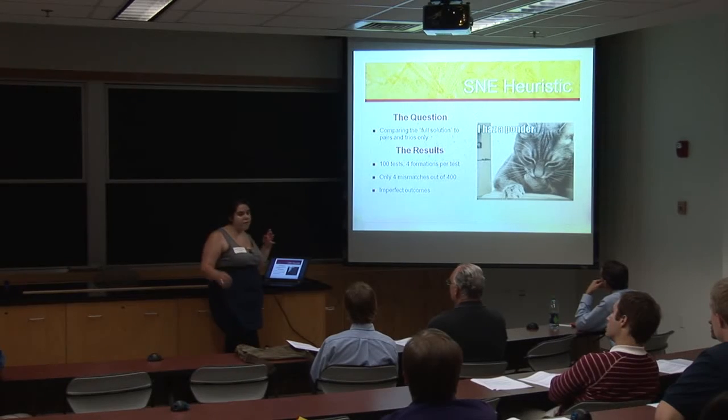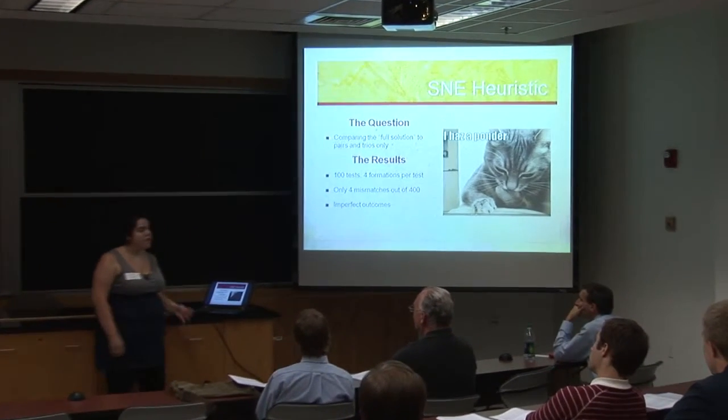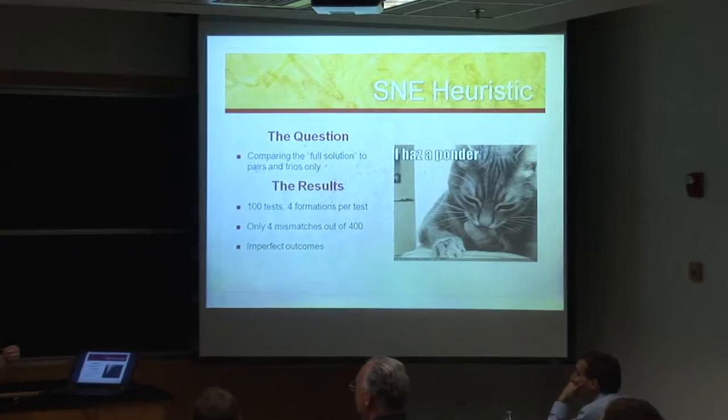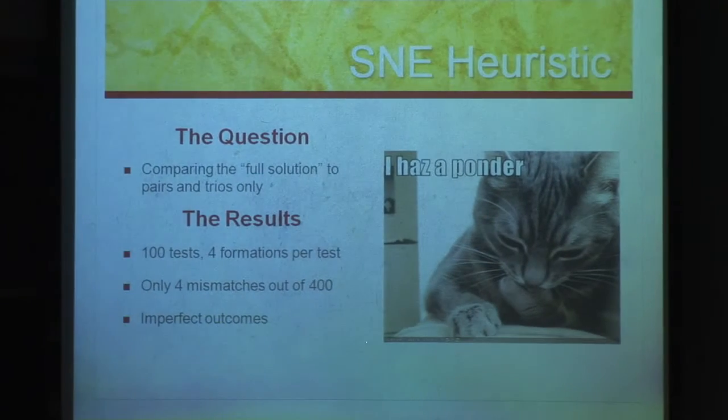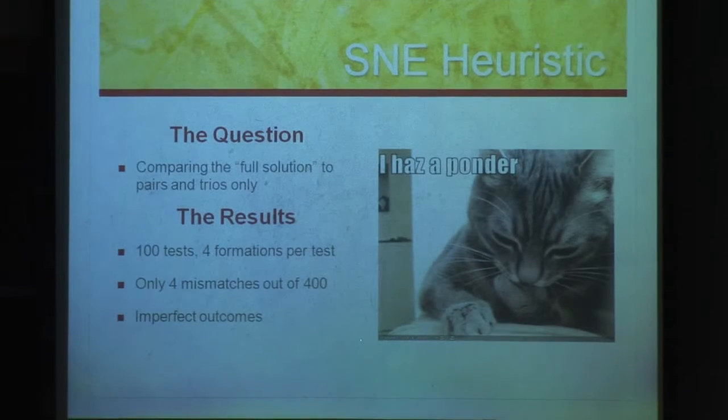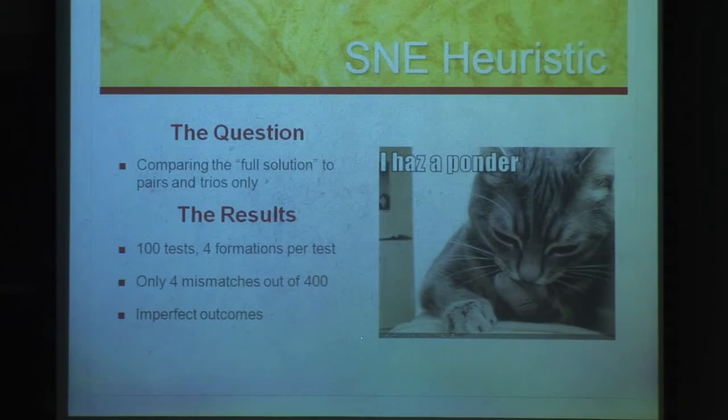And out of all 400 of those different formations that we checked, there were only 4 mismatches where the speedy version didn't find the exact same solution as the exhaustive version. So that's pretty good. Also, there are obviously imperfect outcomes because this is a heuristic.